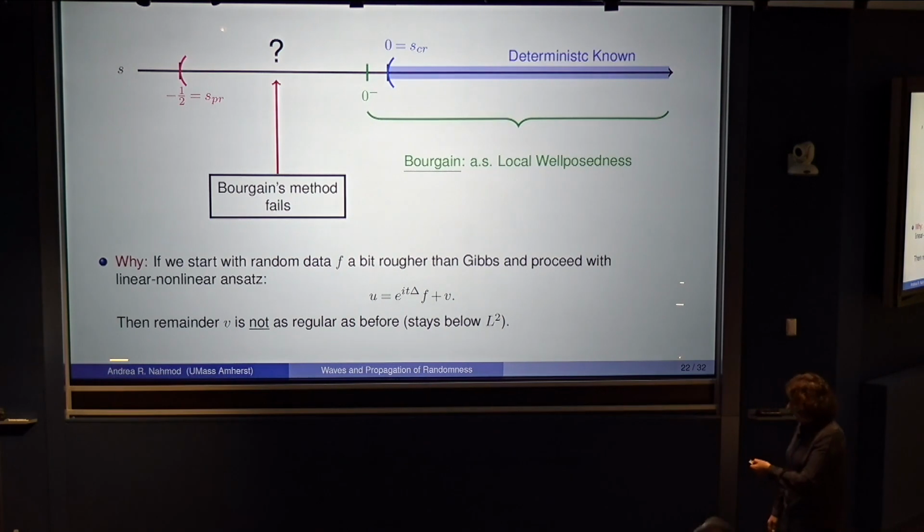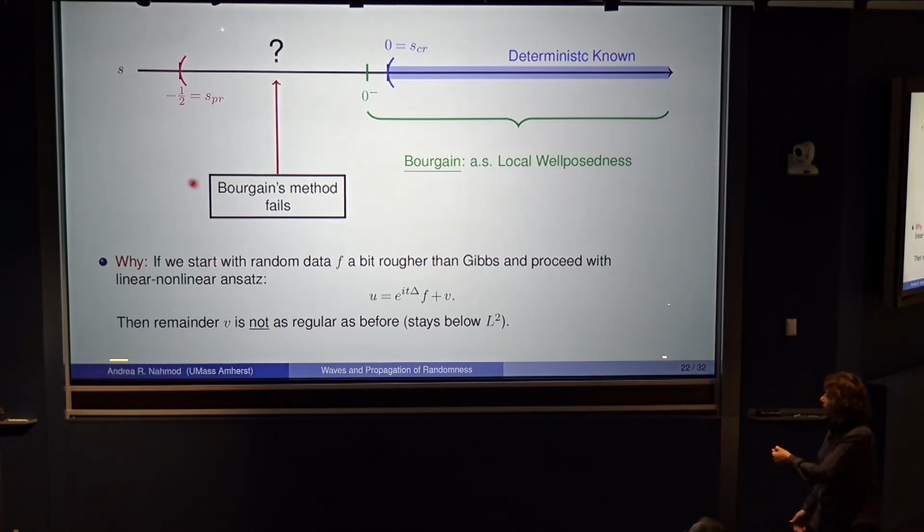And so what happens below this? I'm telling you that the probabilistic scaling for the cubic equation, even in 2D, is -1/2. And Bourgain was in 0-. So Bourgain could solve the problem when he started in 0-, but actually we are claiming that you should be able to go to -1/2. The problem is that if you start below the support of the Gibbs measure, Bourgain's method fails.